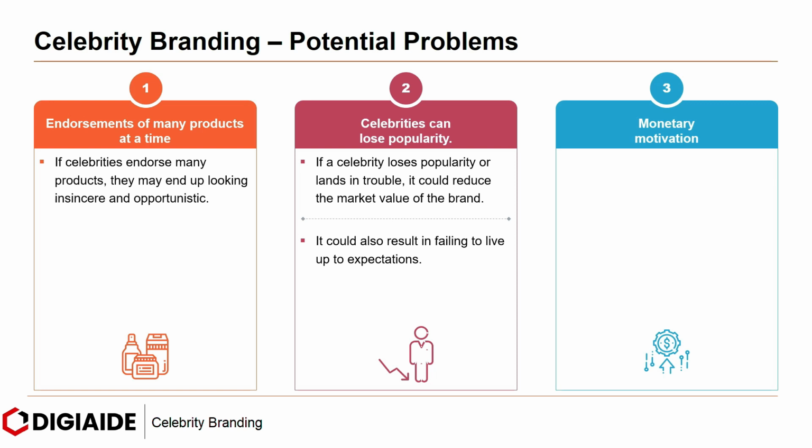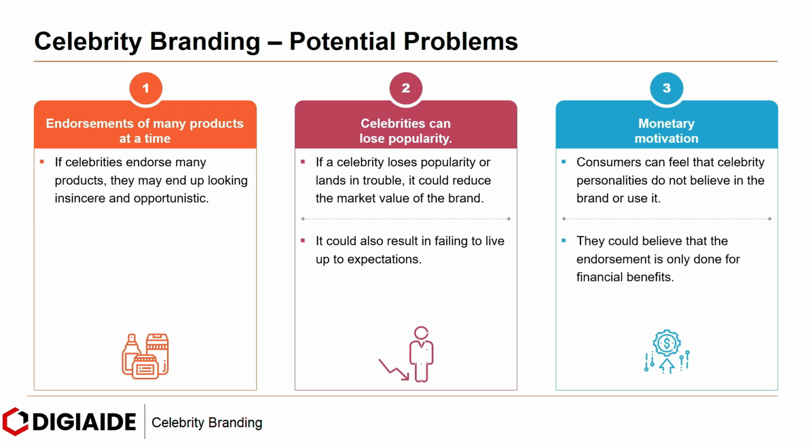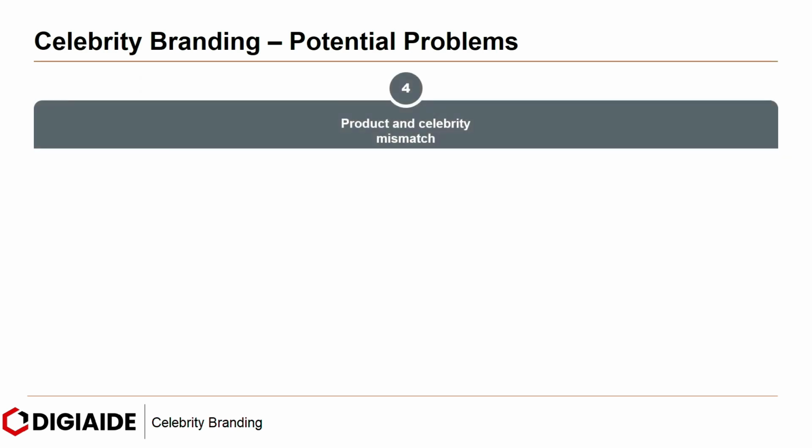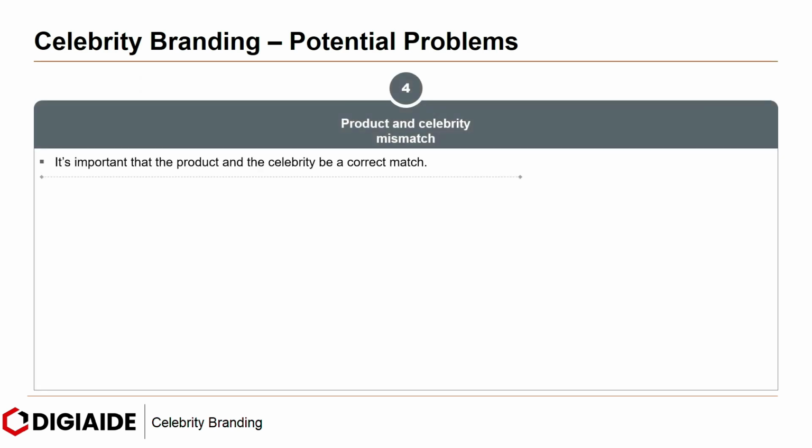Third, monetary motivation. Consumers can feel that celebrity personalities do not believe in the brand or use it. They could believe that the endorsement is only done for financial benefits. Fourth, product and celebrity mismatch. It is important that the product and the celebrity be a correct match.